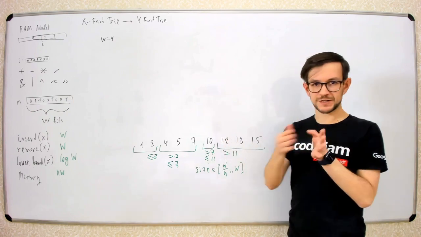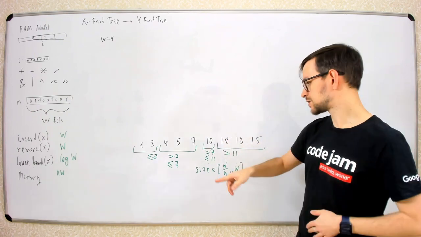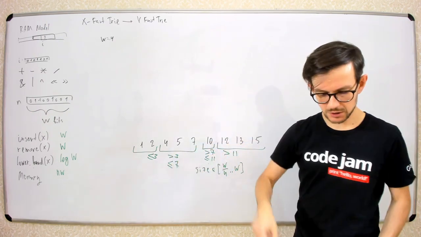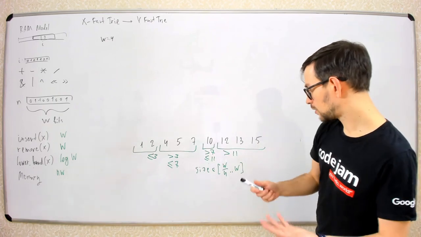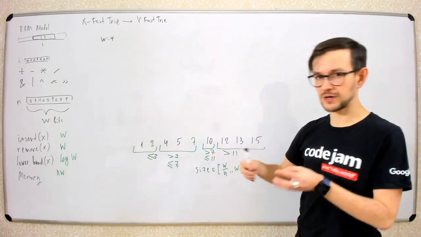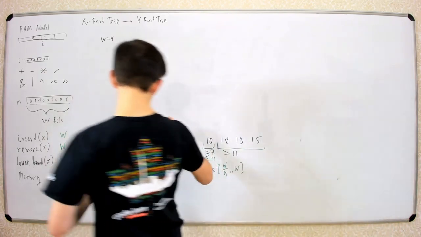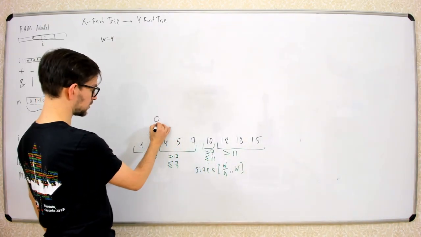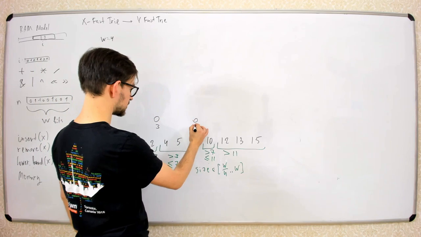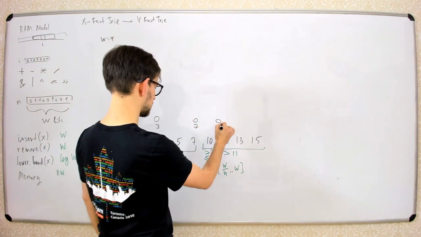Each block is actually a segment of values, right? So let's find the boundaries of these segments. And now let's just add all these boundaries to the XFast tree. So we have this element 3, element 7, and element 11.